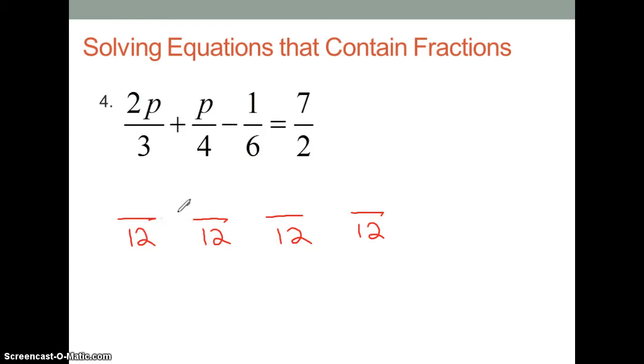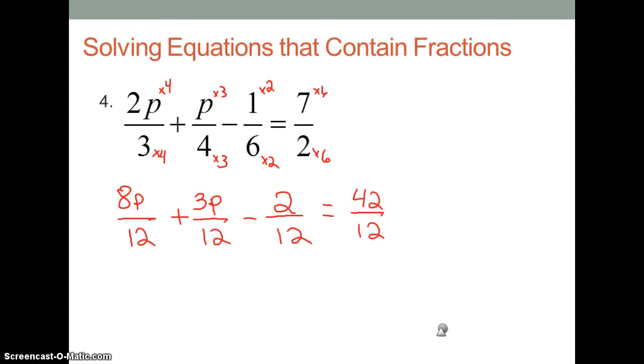So the first one says plus, and over here, minus, and that one says equals. Now we just have to figure out what the top numbers are. And in order to get from 3 to 12, you multiply by 4. So when you multiply 2p by 4, you get 8p. Over here, times 3, you get 3p. Times 2, 1 times 2 is just 2. And then times 6, 7 times 6 is 42.